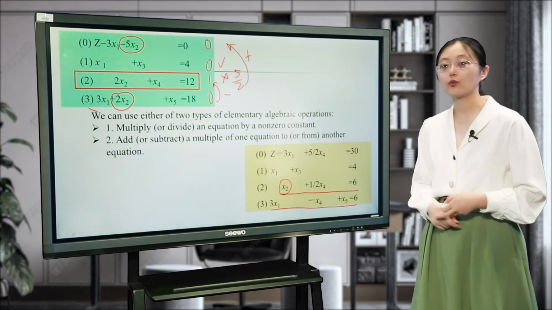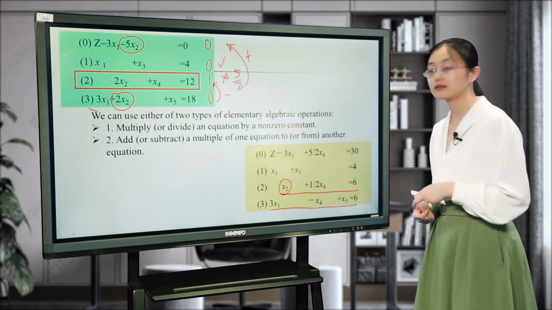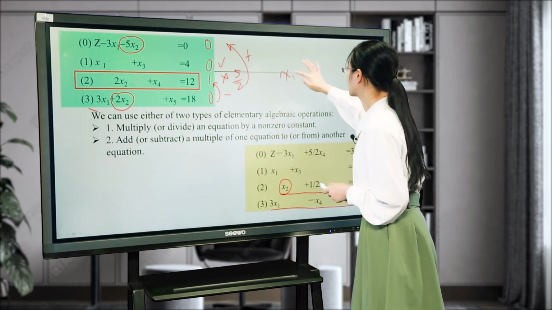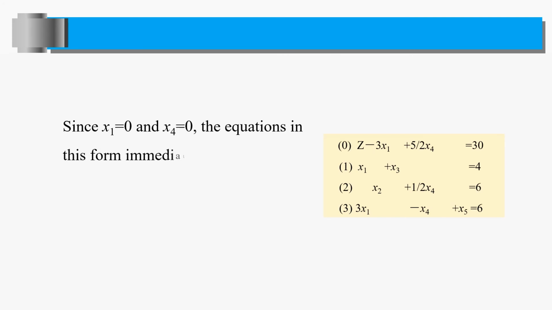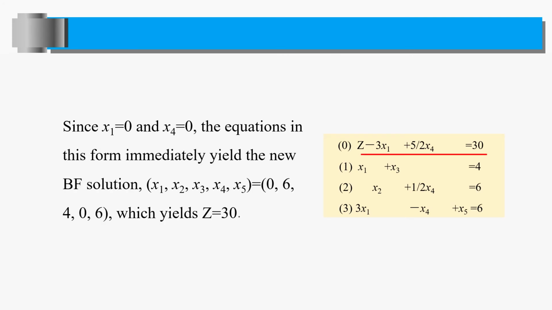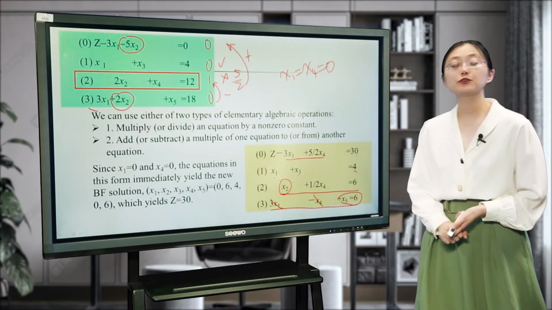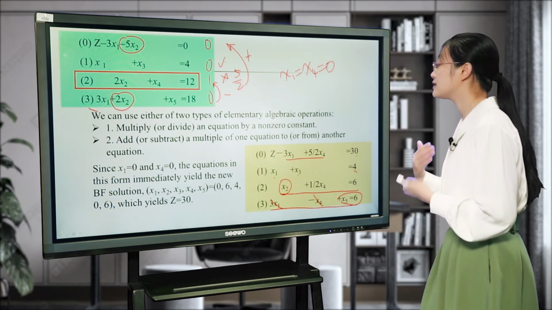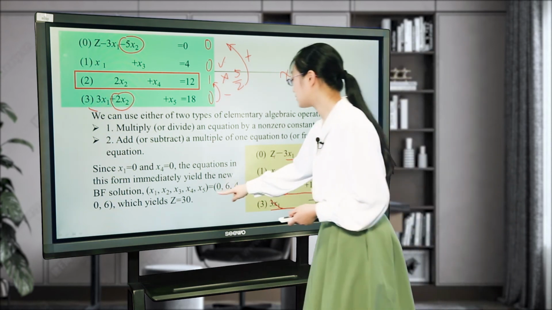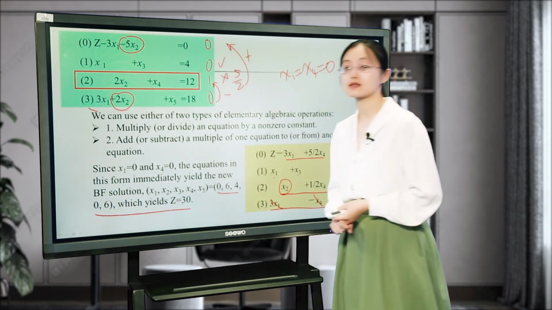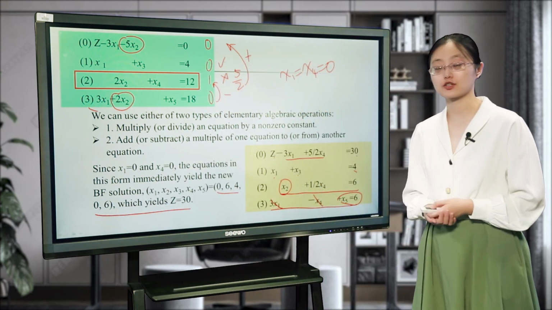And what's the benefit of doing that? Recall that now our non-basic variables are x1 and x4. They both equal 0. From this system of equations, we can read directly that x1 and x4 equal 0, so z equals 30, x3 equals 4, x2 equals 6, and x5 equals 6. By doing these operations, the values of all these variables, z, x3, x2, x5, can be read directly from the right-hand side. This is the benefit of conducting such row operations.